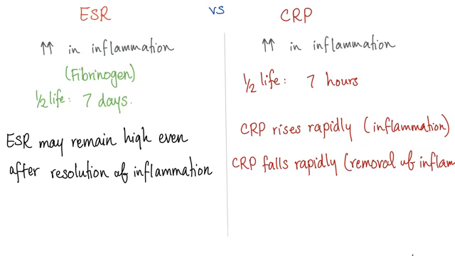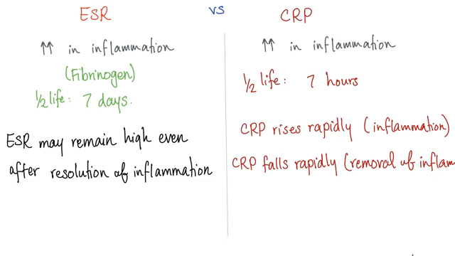ESR versus CRP. ESR increases in inflammation, and so does CRP. This depends on fibrinogen, and fibrinogen's half-life is about 7 days, which means ESR may remain high even after resolution of the inflammation, because 7 days is a lot. Even after curing the inflammation, the fibrinogen is still in the system, so ESR is going to be high even if you are now fine. However, CRP is better. Why? The half-life is just 7 hours. So CRP rises rapidly and CRP falls rapidly when you remove the inflammation.